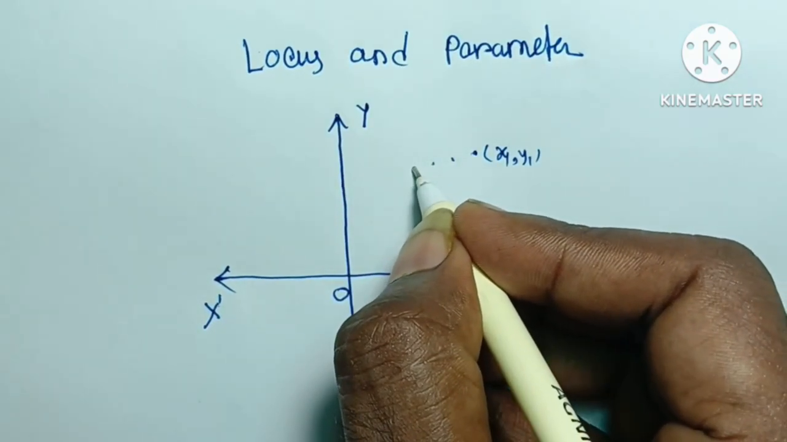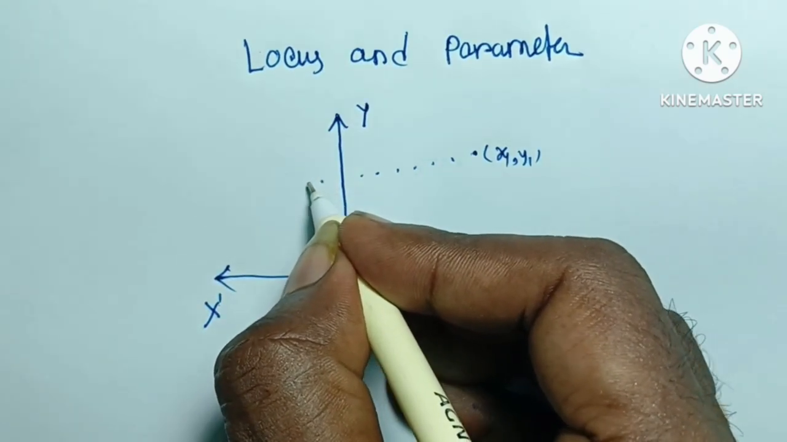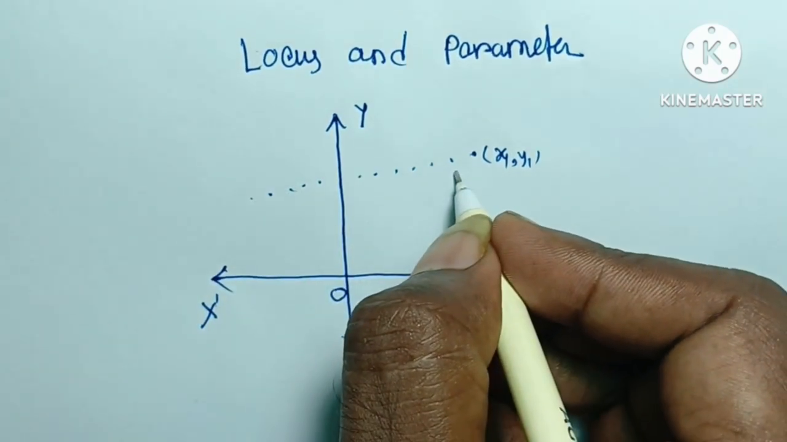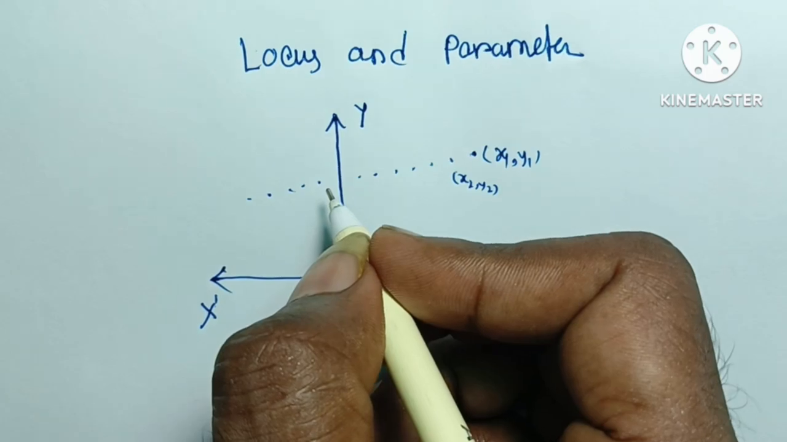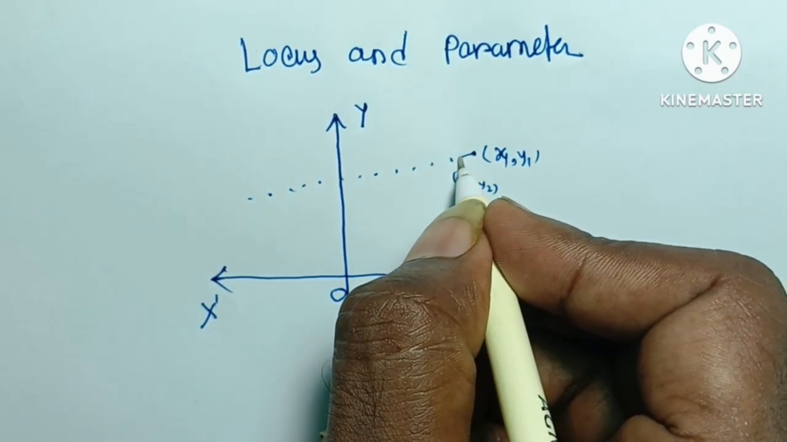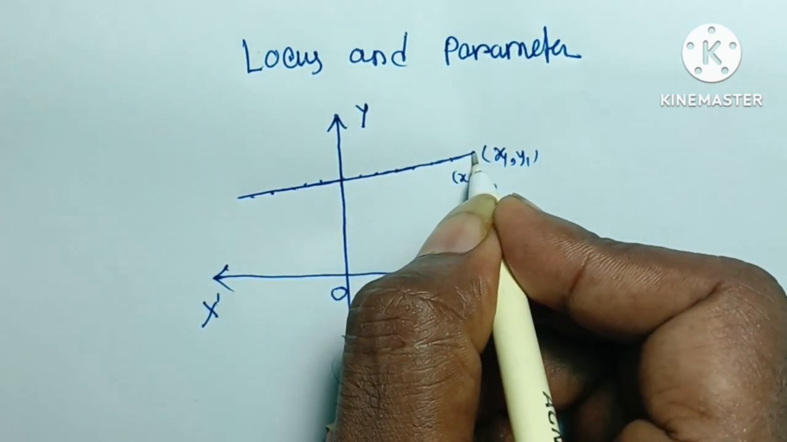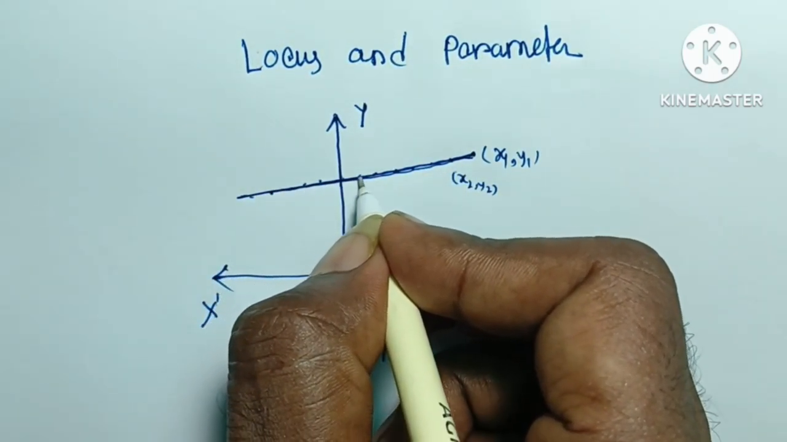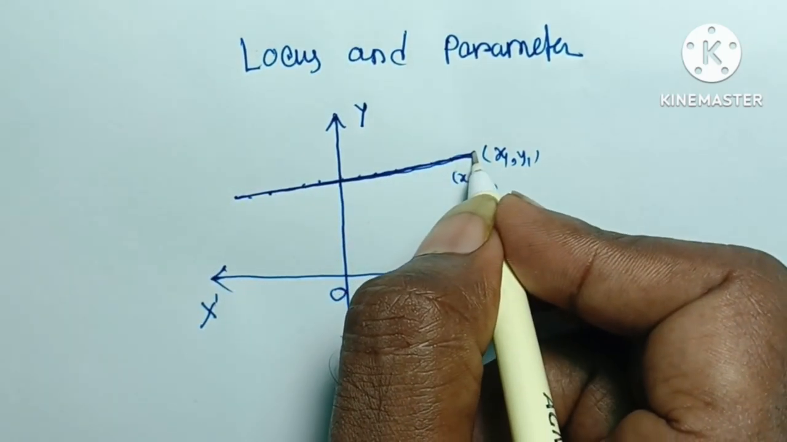Suppose these are points. There are infinitely many points. This is x2 comma y2, and so on. And the points are placed in a systematic way. If we join all the points, we get a path, and this is the locus of the point. This path is the locus of the point x1 comma y1.